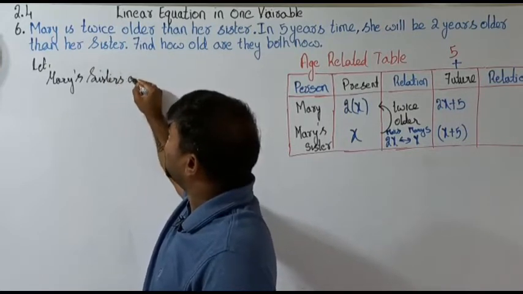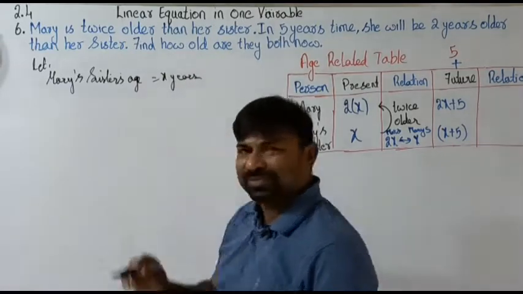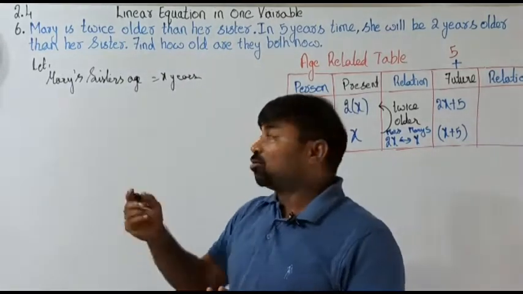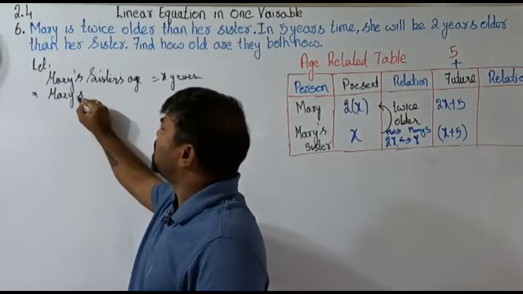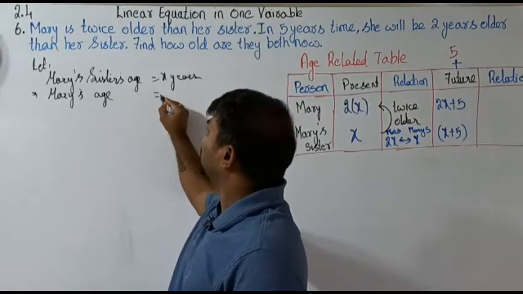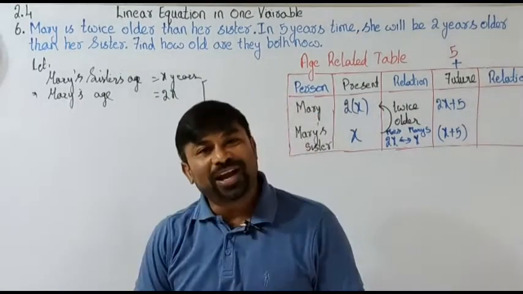Mary's sister's age, we are taking it as x years. That is what we have taken. Then, according to the problem, Mary's age is equal to what? It's nothing but 2x. How did you get that?